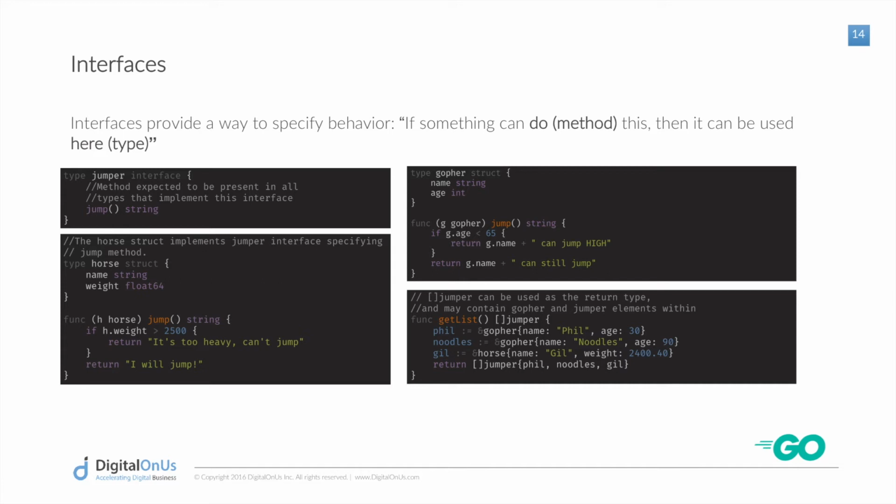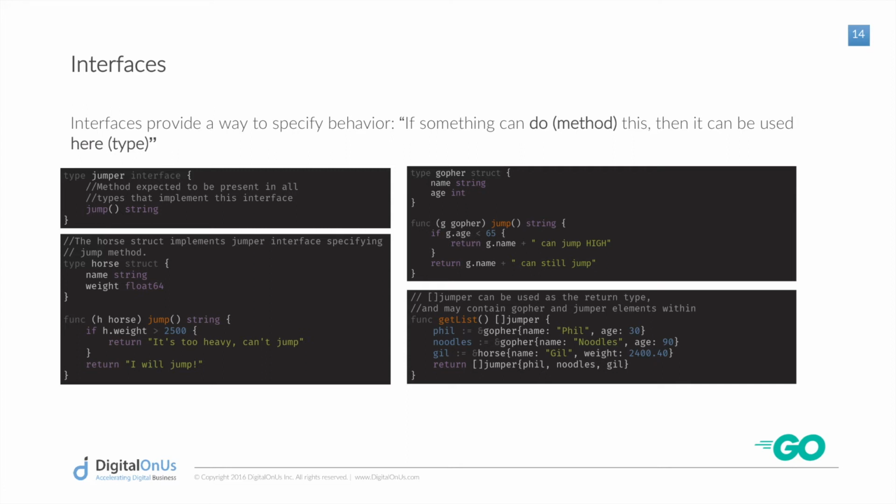In the following example, we have an interface called Jumper with one method. This method is expected to be present in all types that implement this interface. For example, in the two structs, both implement the interface specifying the Jump method. Now, we can use a slice of Jumper as a return value of the getList function, and this list may contain both structs.